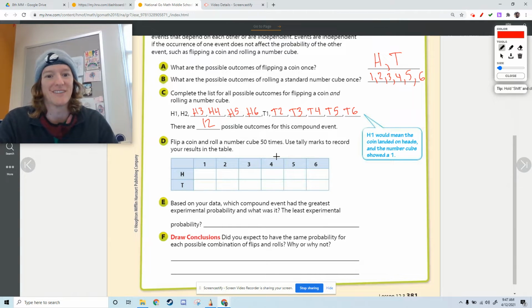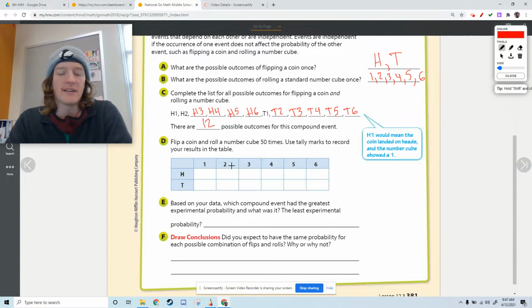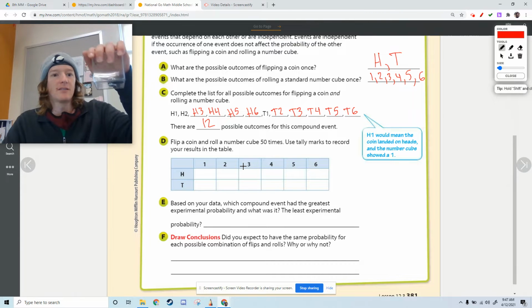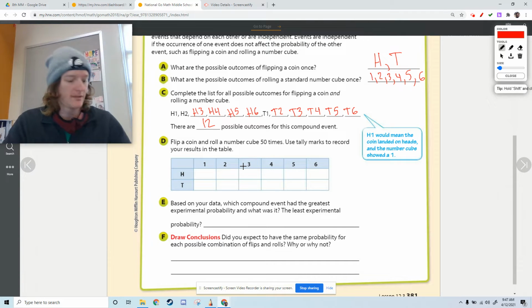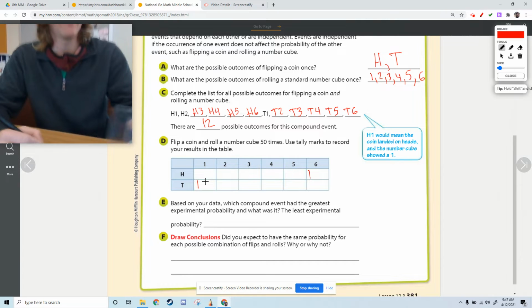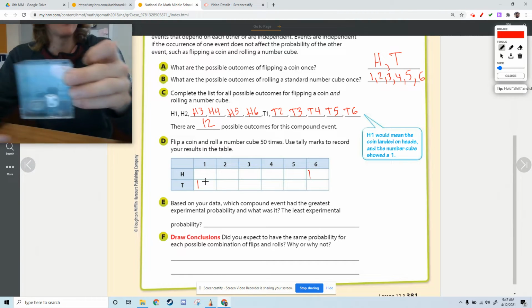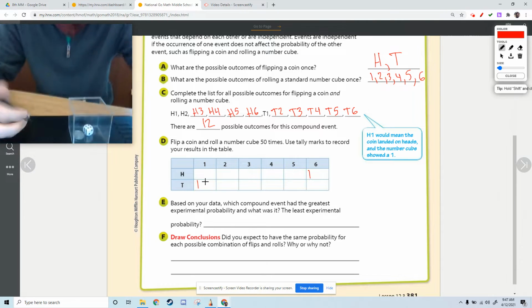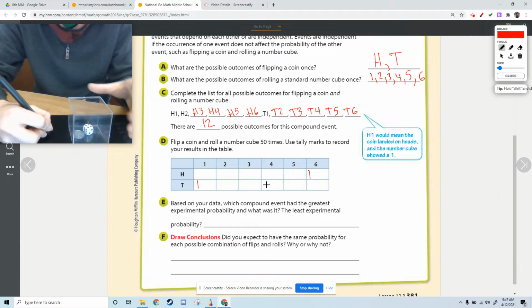So we're going to fill out this table. We're going to do this 50 times. I probably won't do 50. We'll see how long it takes. And we're going to tally the results. So let's see. I'm going to do it in this so I don't lose them. But we got 6 heads. So 6 heads. 1 tails. 4 tails.